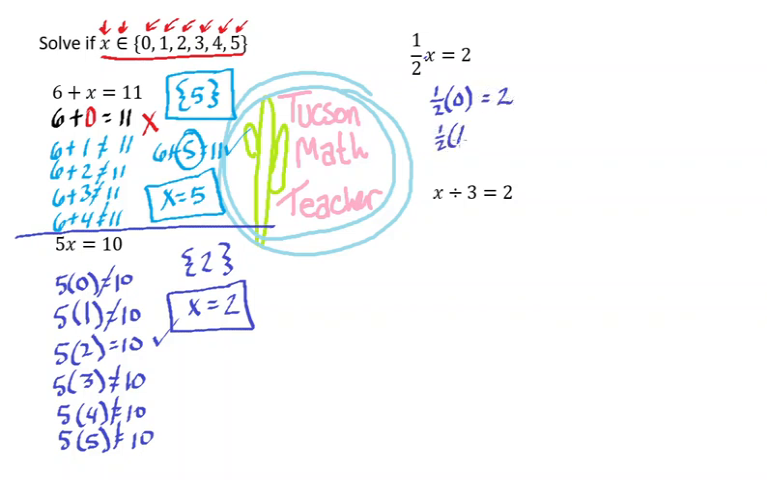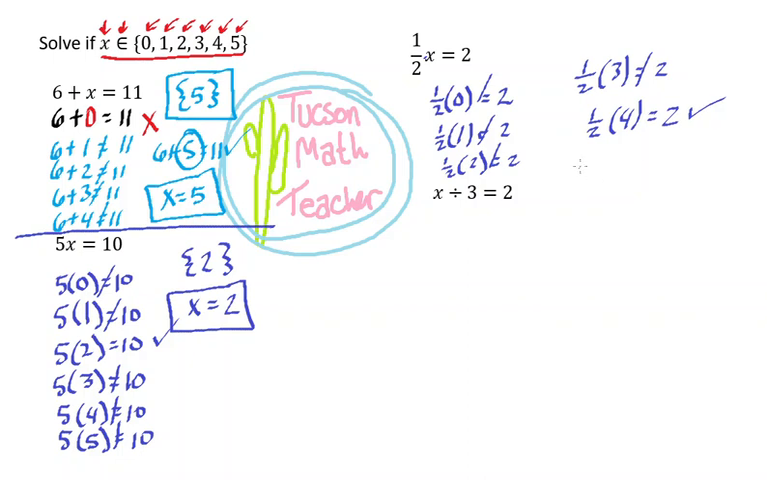1/2 of 1 is 1/2, not 2. 1/2 of 2 is 1, not 2. 1/2 of 3 is 3/2, 1.5, whatever, definitely not 2. 1/2 of 4 is 2, that's true. And 1/2 of 5 is not 2, it's 5/2 or 2.5.